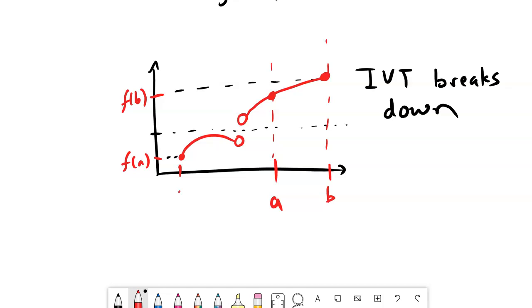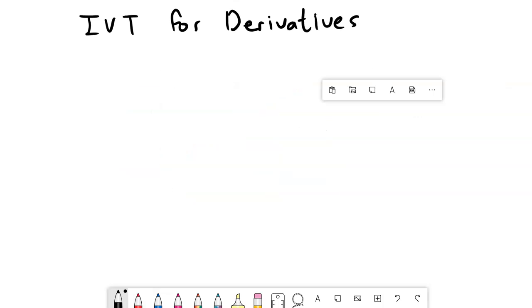But if I were to define A to be on this far left right here, there's a discontinuity between A and B, so it breaks down and we can't use the intermediate value theorem. And what does that mean with derivatives? Okay, so the IVT for derivatives, what does that mean?